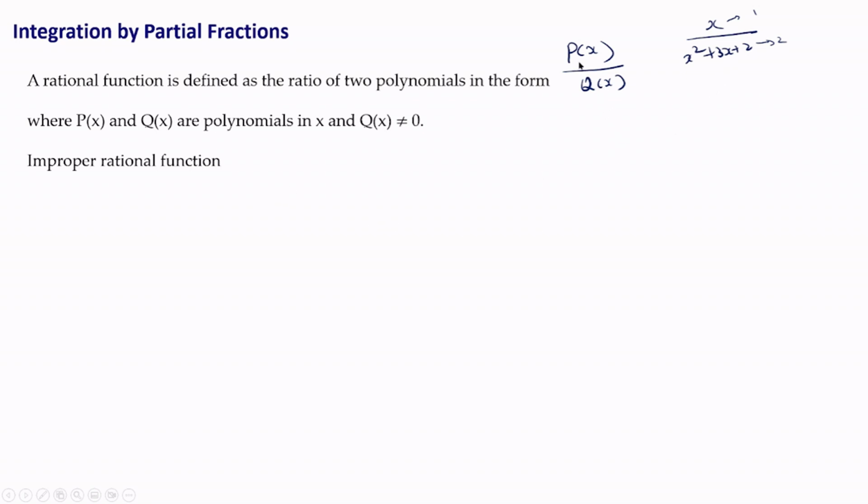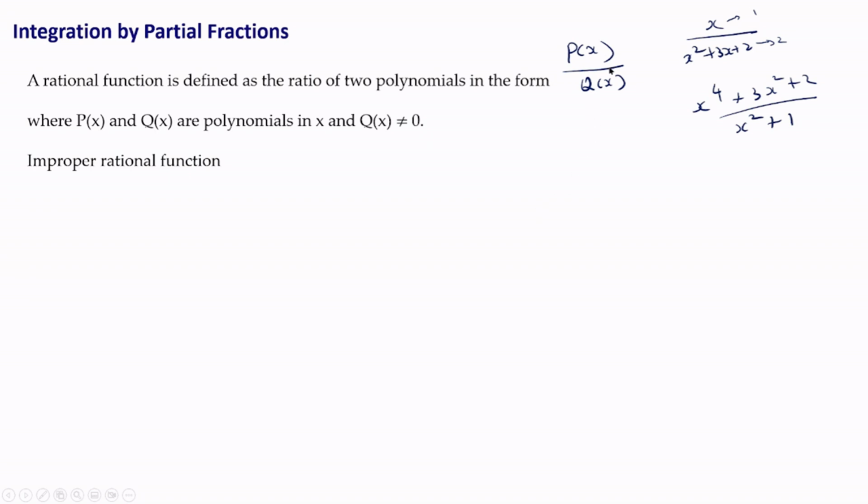On the other hand, if the degree of p of x is more than the degree of q of x, say for example if we have x raised to 4 plus 3x square plus 2 upon x square plus 1. Here we can see that the degree in the numerator is 4 and in the denominator is 2. Then such a function is called an improper rational function. When we have to integrate such functions of the form p of x by q of x, it is easy to integrate only when they are proper rational functions. That is only when the degree of numerator is less than the degree of denominator.